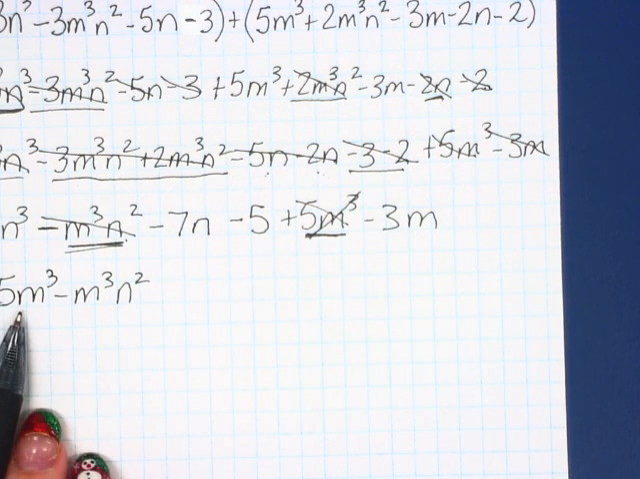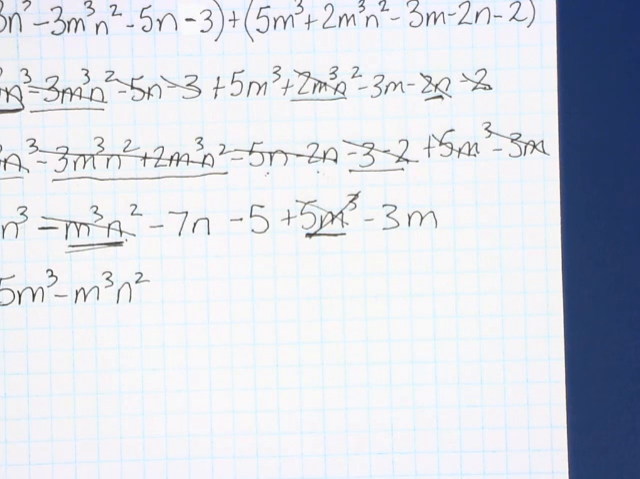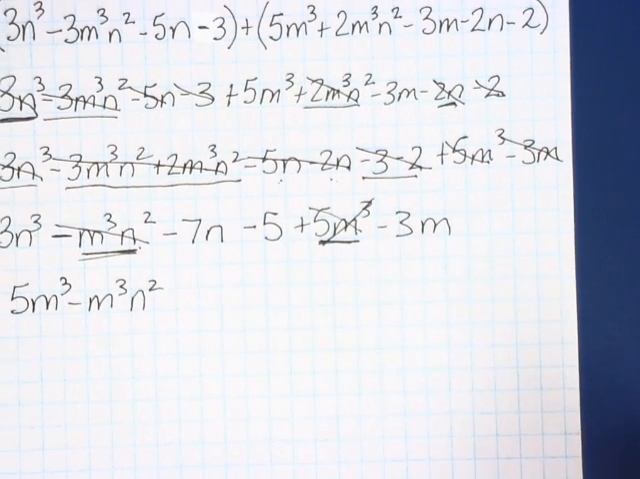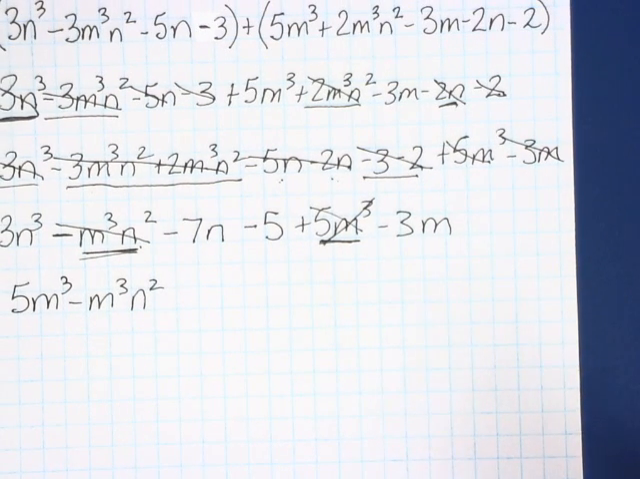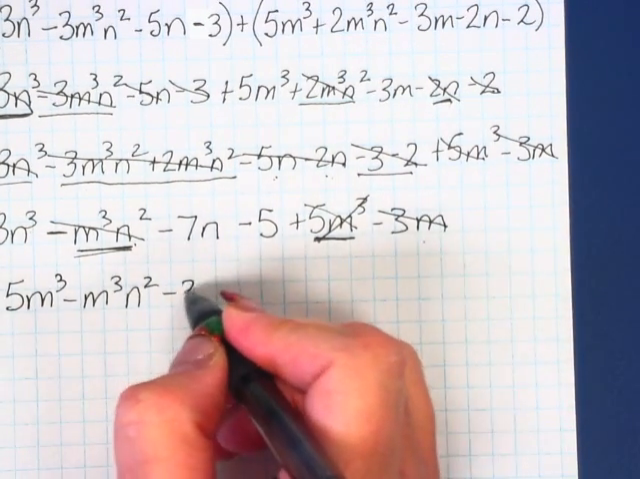This one just has m to the third. This one has m to the third and n squared. So we're looking only at the variables when we're adding and subtracting, and these are not like. Now we look for anything else that's m squared. No m squared. So our next one would be m by itself.